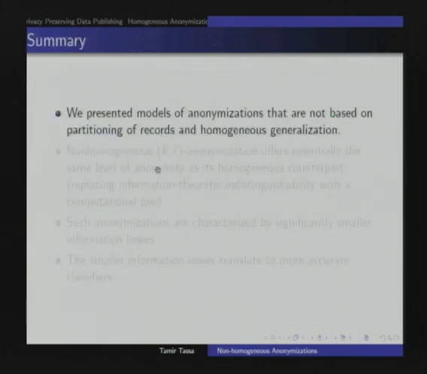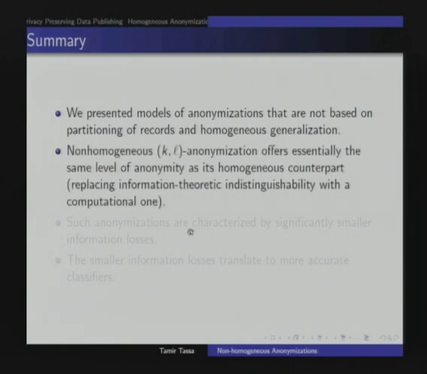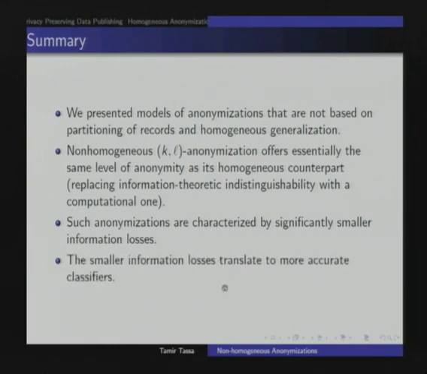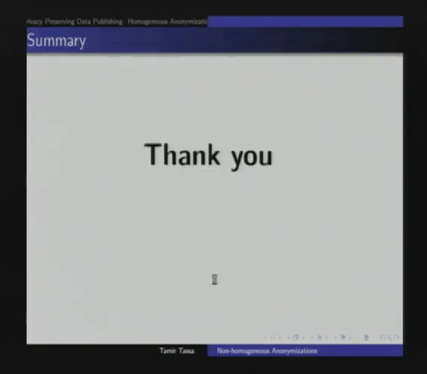So let's go for a summary. We presented models of anonymization that are not based on partitioning of records and on homogeneous generalization. Non-homogeneous anonymization offers essentially the same level of anonymity as its homogeneous counterpart by replacing information theoretic indistinguishability with computational indistinguishability. They are characterized by significantly smaller information losses, and those smaller information losses translate also to more accurate classifiers. And I will end here. Thank you very much.